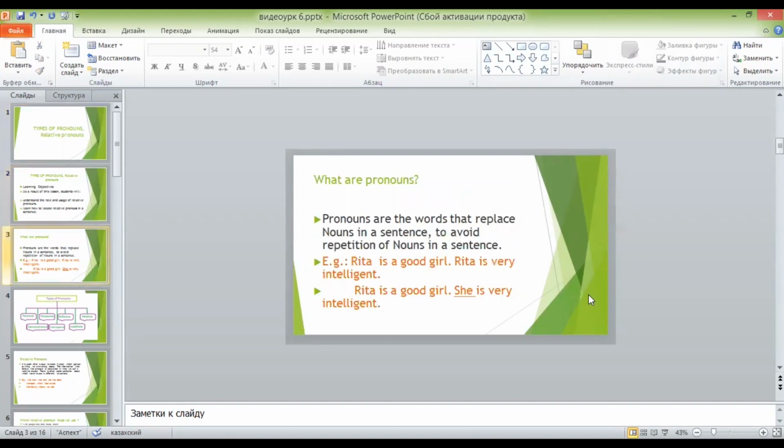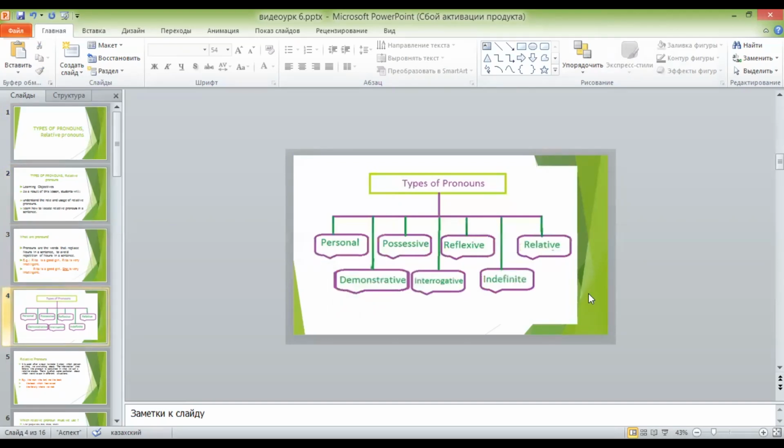So what are pronouns? Pronouns are the words that replace nouns in a sentence to avoid repetition of nouns. For example, Rita is a good girl. Rita is very intelligent. Instead of Rita the second time, we use a pronoun: She is very intelligent. And there are several types of pronouns. You see: personal, demonstrative, possessive, reflexive, interrogative, indefinite, and relative.